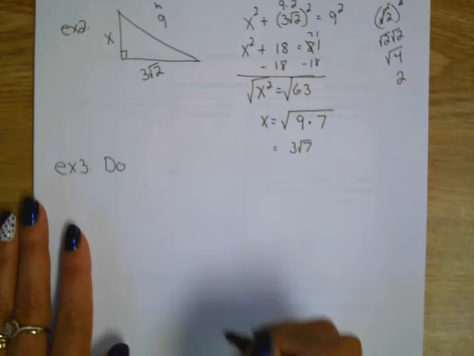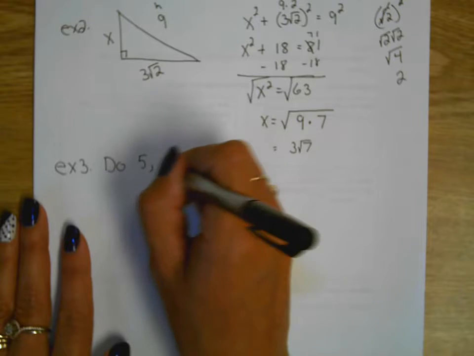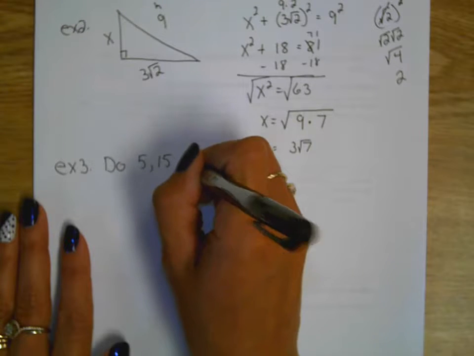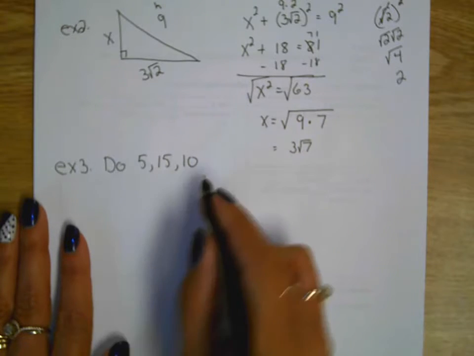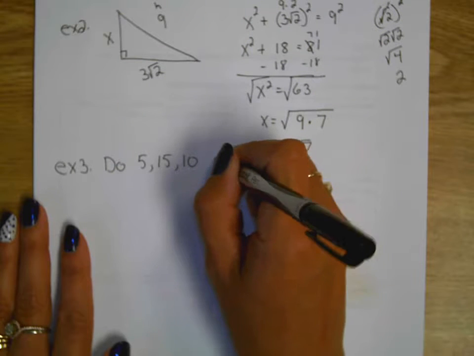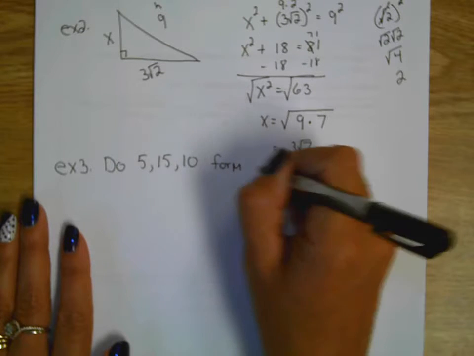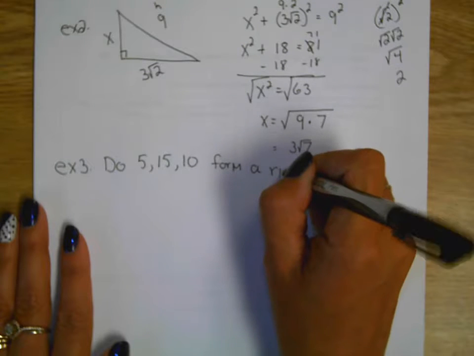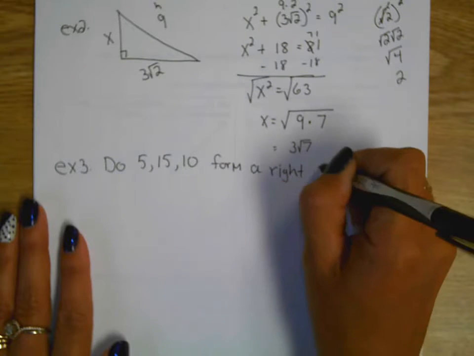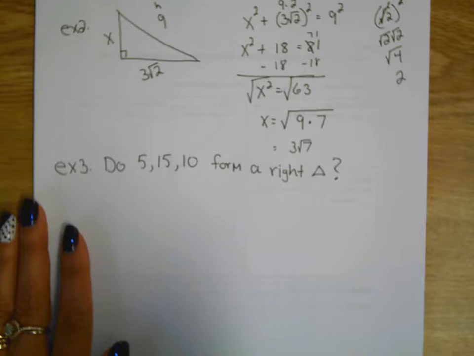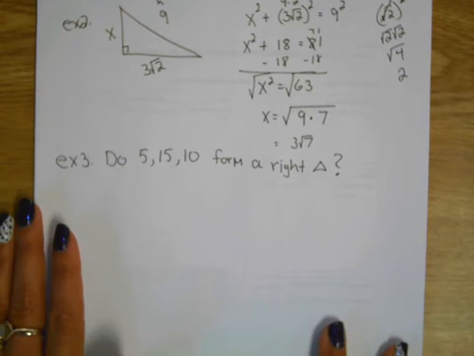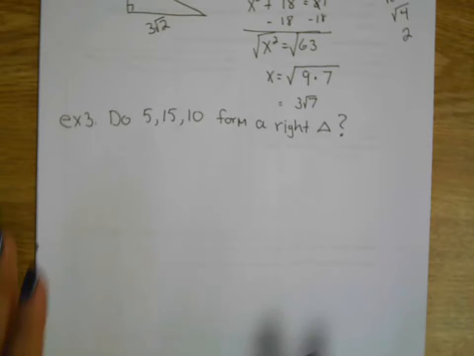If a triangle was to have sides 5, 15, and 10, do those 3 sides form a right triangle? And you don't get to say yes or no. You must verify. Who's going to help us verify this? Good old Pythagoras. Great man that he was.